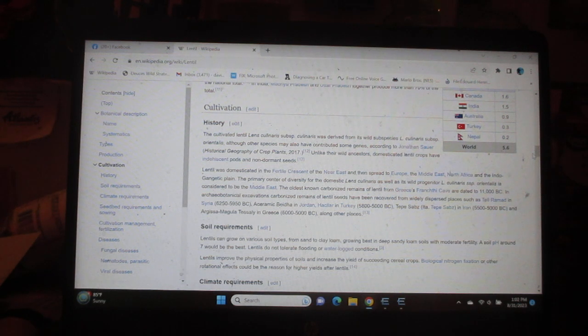In archaeobotanical excavations, carbonized remains of lentil seeds have been recovered from widely dispersed places such as Tel Ramad in Syria, 6250 to 5950 BC, Aceramic Beidha in Jordan, Hasanlar in Turkey, 5800 to 5000 BC, Tepe Sabz in Iran, 5500 to 5000 BC, and Argissa Magoula in Thessaly in Greece, 6000 to 5000 BC, along with other places.